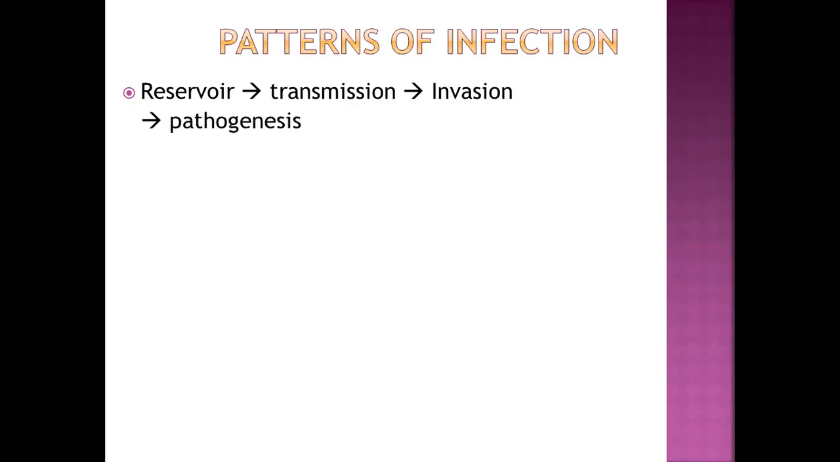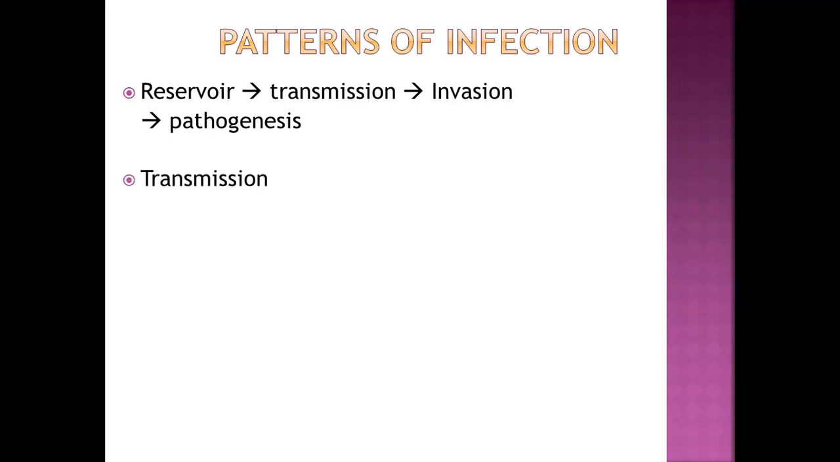Patterns of infection. Usually there's a reservoir, so the person that has it, the carrier. Then there is transmission, so it's passed onward. Then there's invasion, and then eventually once they get in, pathogenesis, which is the development of the disease.